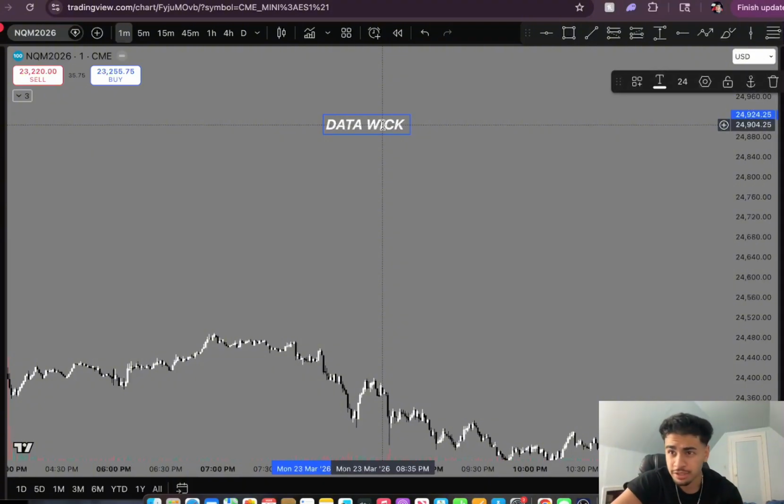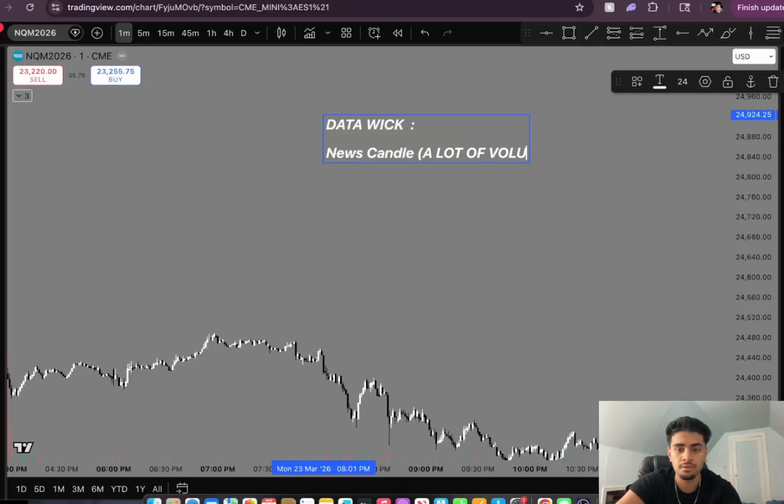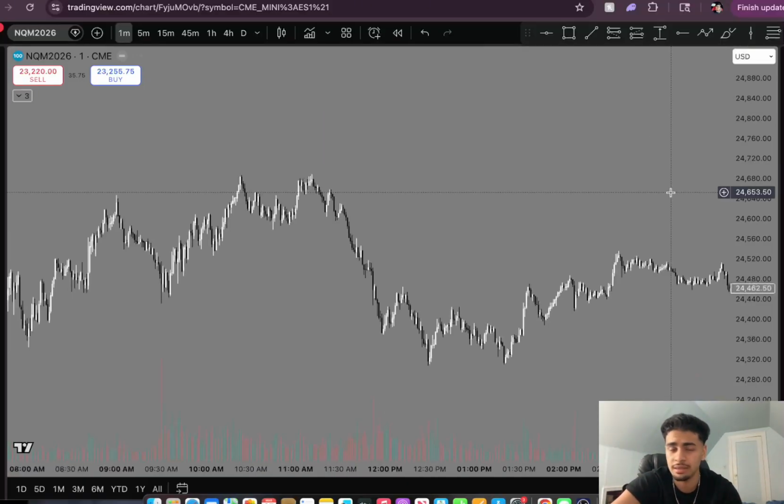Okay, another really important draw on liquidity for me is a data wick. What is a data wick? It's a news candle. Why is this important? It's because there's a lot of volume, which means that the market is usually drawn to it. This is a really important draw on liquidity, even though it's third. Once you set a data wick, it's a high priority draw on liquidity. You'll see the market get drawn to it very quickly. Let me show you guys an example.